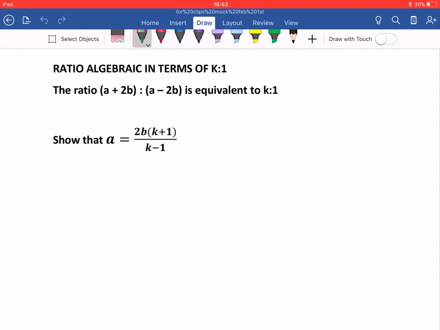Yeah. All right. So you said on the left-hand side, we want to get 1. We're going to have to divide our ratio by whatever it is on the left-hand side. So I'm going to divide by a minus 2b.